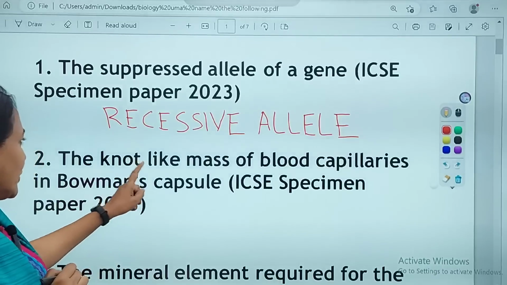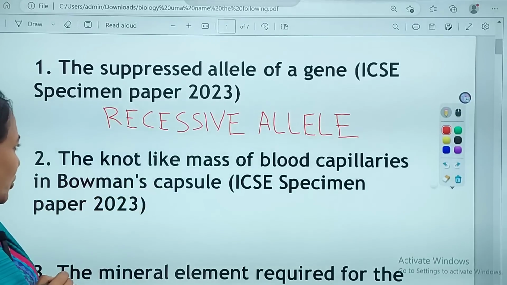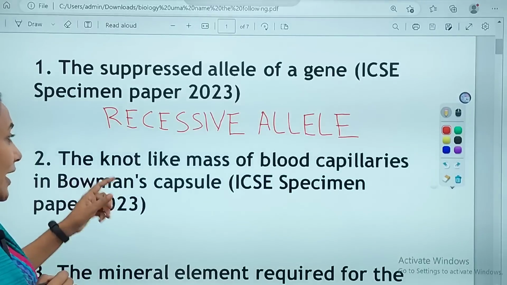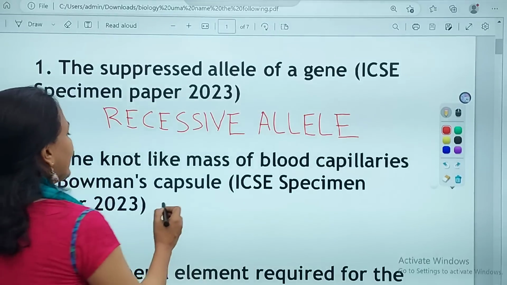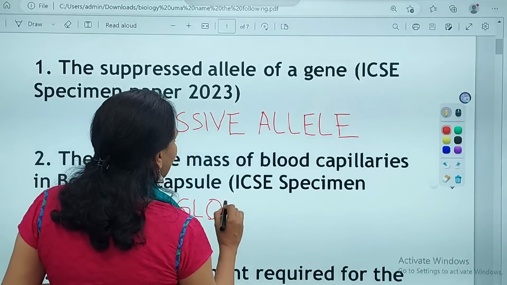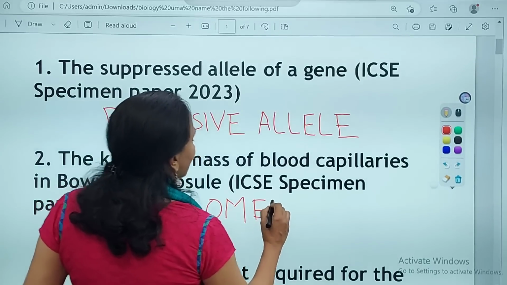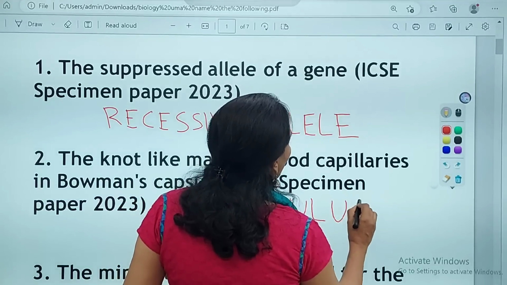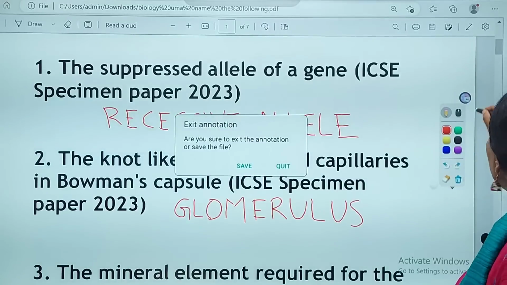The next one, the knot-like mass of blood capillaries in a Bowman's capsule. This in fact was there in the specimen paper of 2023. The knot-like mass of blood capillaries in a Bowman's capsule. What would that be? That would be called the glomerulus. Mind the spelling because in name the following, you will always have to write the spelling, and if you mess up on the spelling, you are going to lose marks. So this is called the glomerulus.